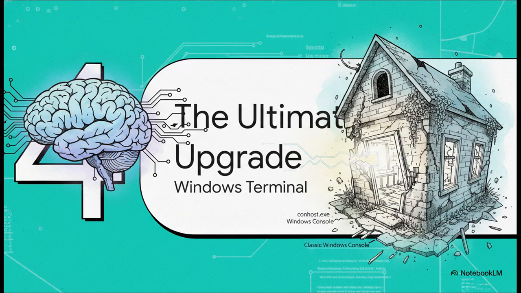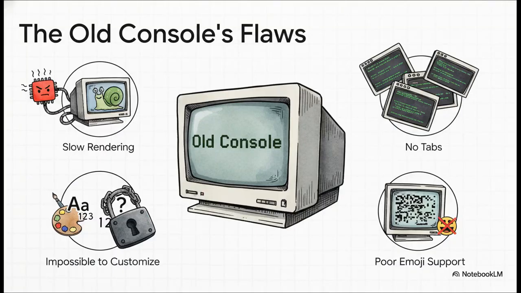We had these increasingly powerful brains, like PowerShell, but they were all forced to live inside this very old, crumbling house. That house was called conhost.exe, the classic Windows console, and it was the real bottleneck holding the entire system back. I mean, seriously, the old console was a mess.